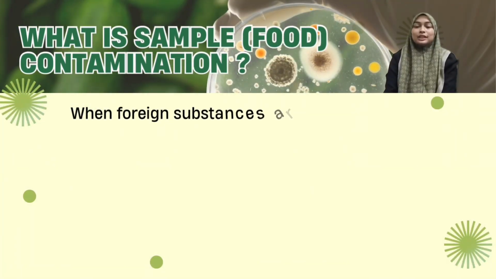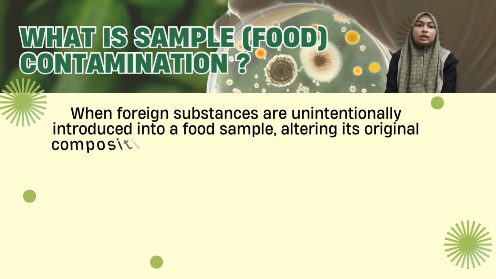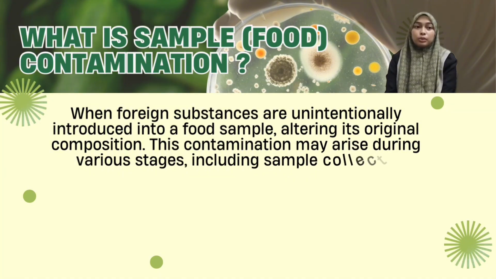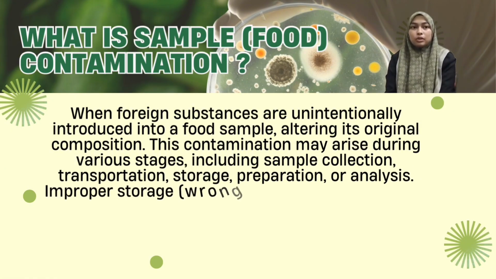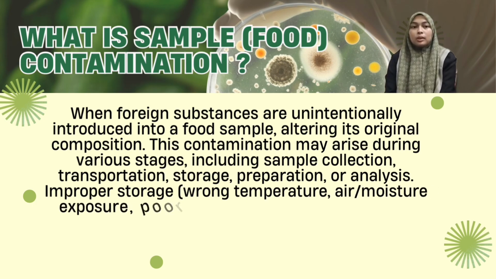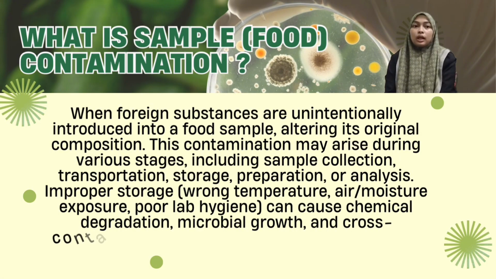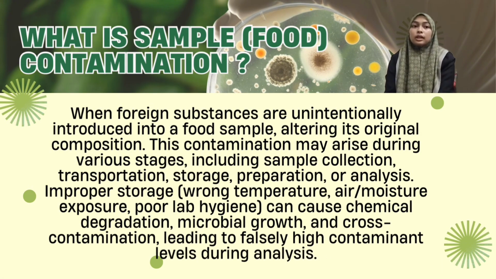So, what is sample contamination in food context? It is when foreign substances are unintentionally introduced into a food sample, altering its original composition. This contamination may arise during various stages, including sample collection, transportation, storage, preparation, or analysis. Improper storage such as wrong temperature, air or moisture exposure, and poor lab hygiene can cause chemical degradation, microbial growth, and cross-contamination, leading to falsely high contaminant levels during analysis.